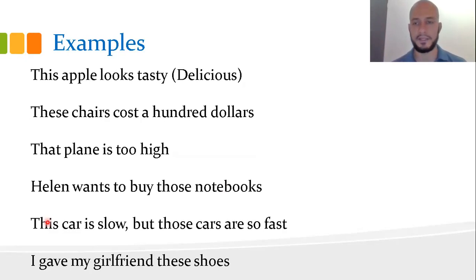Then I have the next example, which is this car, only a singular noun, only one car. This car is slow, but those cars are so fast. So this car, the one that I have here, is slow, but those cars are fast. And finally, I got this one. I gave my girlfriend these shoes. That means that the shoes are close to me, or that I may have these shoes in my hands. I may be holding the shoes like this, these shoes.